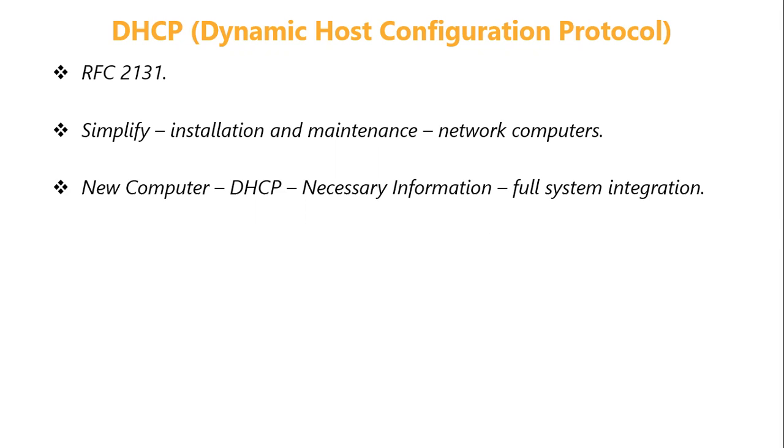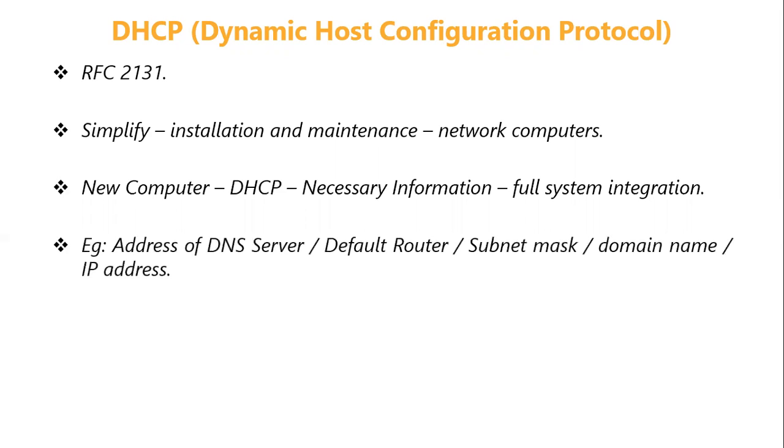So what kind of information does DHCP provide for integrating it with the network? Typically it provides the following for the new computer joining the network: the address of the DNS server, default router, subnet mask, domain name, and IP address. So basically five things it is providing.